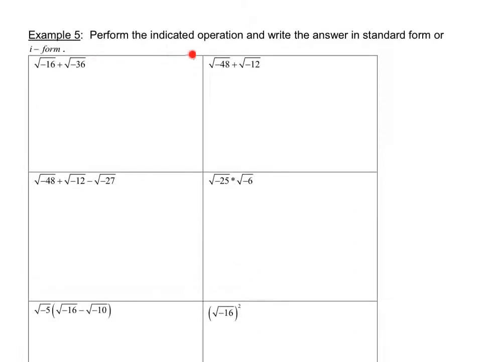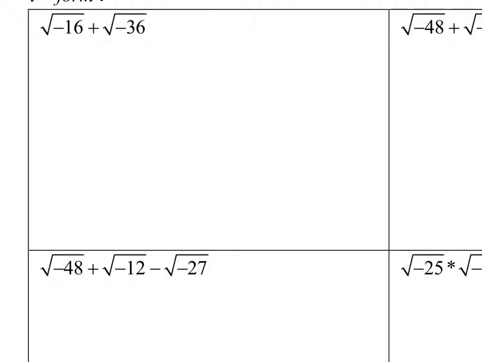Alright, so it says perform the indicated operation and write the answer in standard form. Okay? Now standard form is a plus bi. It's the real number plus the imaginary number. Okay? Alright. So the square root of -16 is 4i. The square root of -36 is 6i. 4i plus 6i is 10i. After you get it to be the imaginary complex number, just treat it like it's a variable. Don't freak out about it, okay?